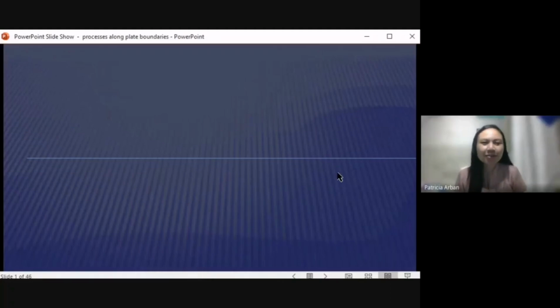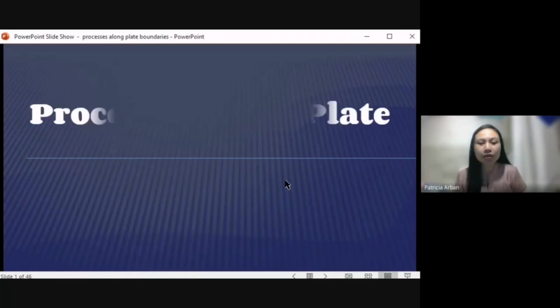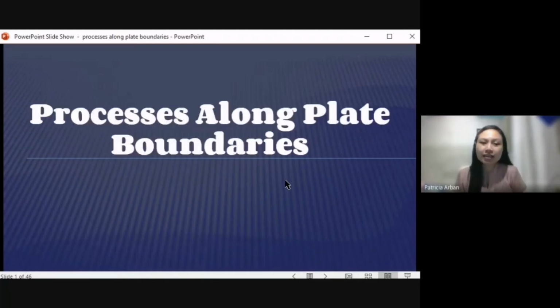Hello, learners. So, for today, we will be again discussing all about plate tectonics. And our topic for this week is processes along plate boundaries. So, that will cover our week 5 discussion.